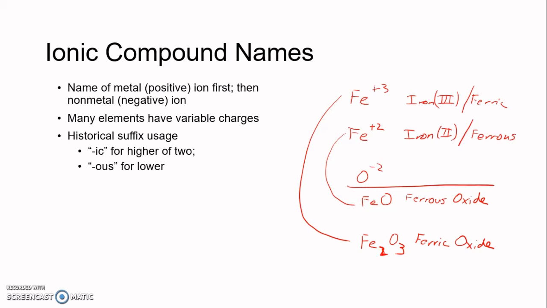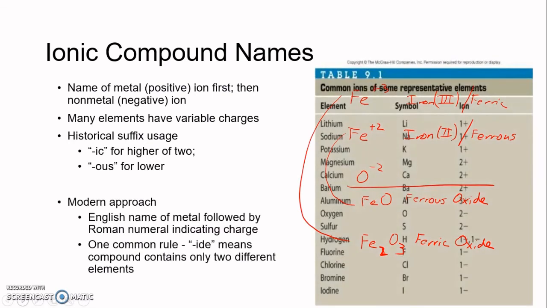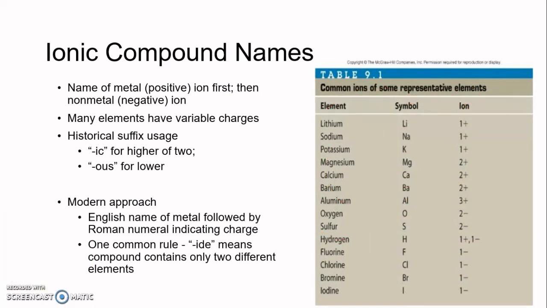Now that's a historical naming sequence. This is mostly used for the metals in the center of the periodic table. When we're dealing with most metals, we're dealing with the first couple columns of the periodic table. So you can have a charge of either +1 or +2. In the case of aluminum, you could have a charge of +3. And then in the last couple columns, you could have a charge of -1 or -2.